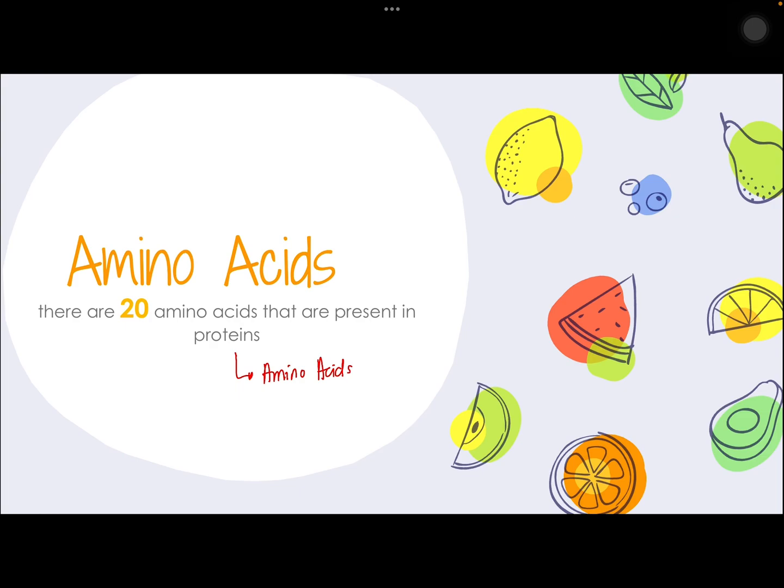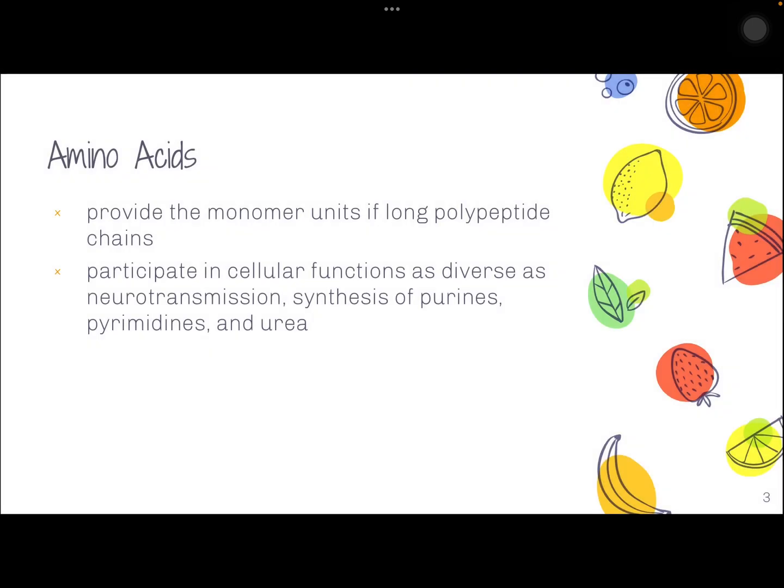so that you will be able to easily understand their functions and easily memorize how they are separated. Amino acids provide the monomer units of long polypeptide chains, and they participate in cellular functions as diverse as neurotransmission, such as your tyrosine and tryptophan, which are precursors of your neurotransmitters, and the synthesis of your purines, your pyrimidines, and your urea.